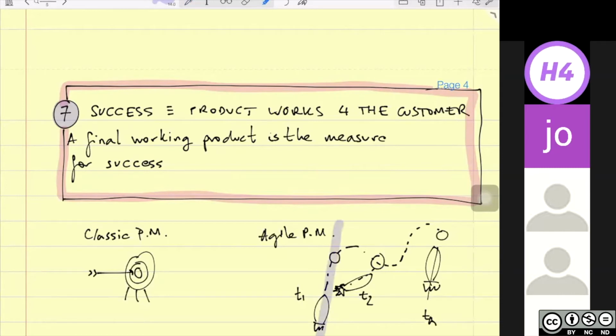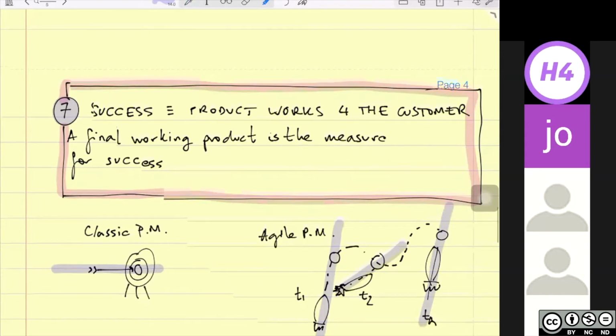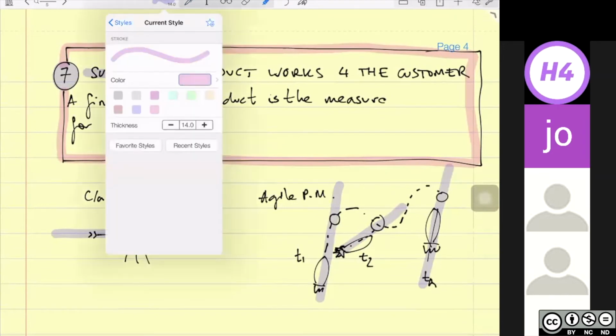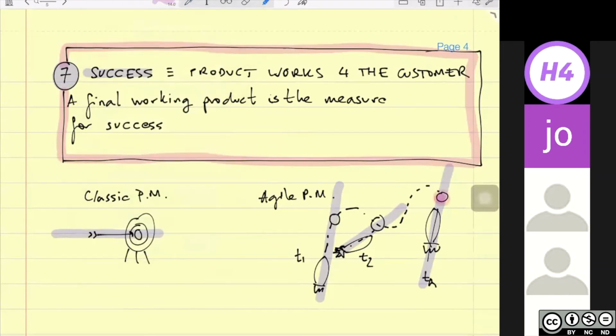At first, you have this direction, then you have this direction, then you have this direction again. Basically, you're constantly changing your direction, while in the classic project management, you only have one direction. And you only achieve success when you hit your goal.